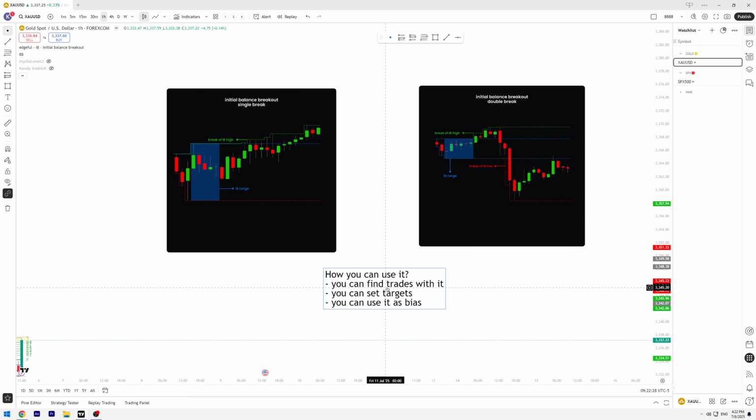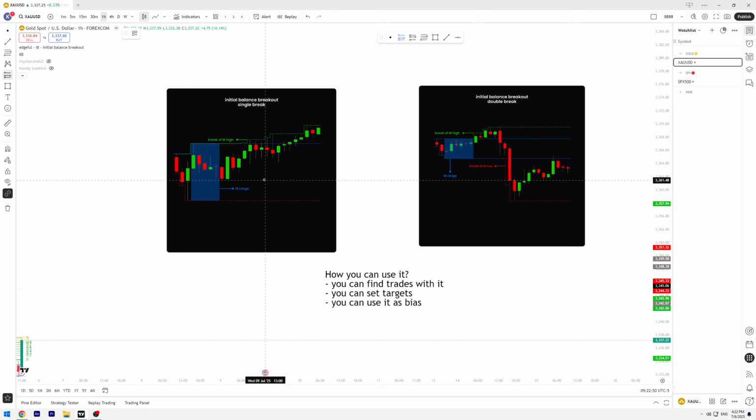So now let's talk about how I use it and how you can use it to benefit in your trading career. First of all, you can find trades with it. I personally don't do it, I have my own strategy. I use it for the other two things: to set targets and to use it as bias. But you can also trade only with the initial balance.